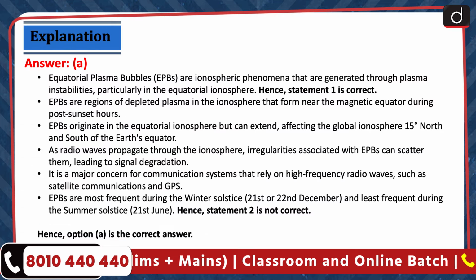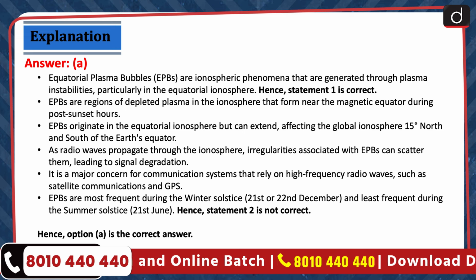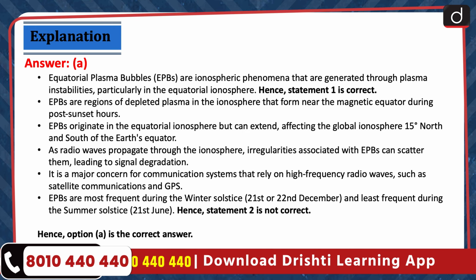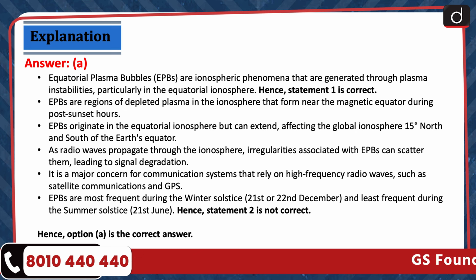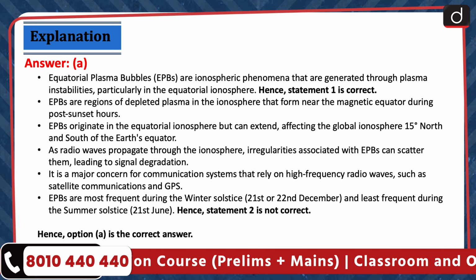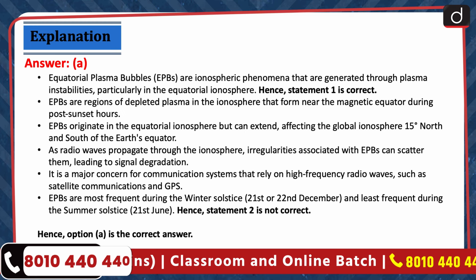Equatorial plasma bubbles or EPBs are ionospheric phenomena that are generated through plasma instabilities, particularly in the equatorial ionosphere. Hence, statement 1 is correct. EPBs are regions of depleted plasma in the ionosphere that form near the magnetic equator during post-sunset hours. EPBs originate in the equatorial ionosphere but can extend, affecting the global ionosphere 15 degrees north and south of the Earth's equator. As radio waves propagate through the ionosphere, irregularities associated with EPBs can scatter them, leading to signal degradation. It is a major concern for communication systems that rely on high-frequency radio waves such as satellite communications and GPS.